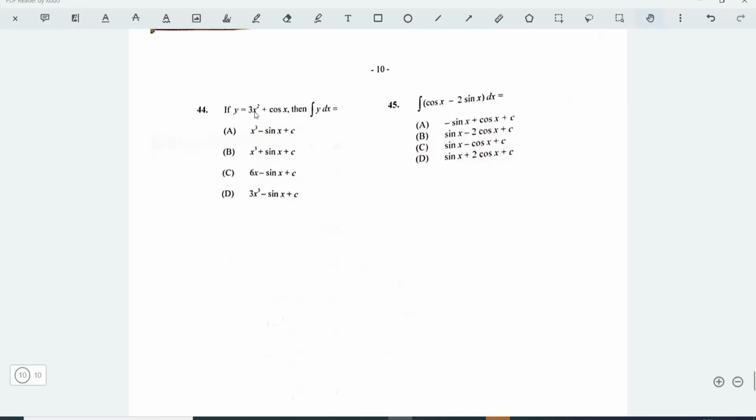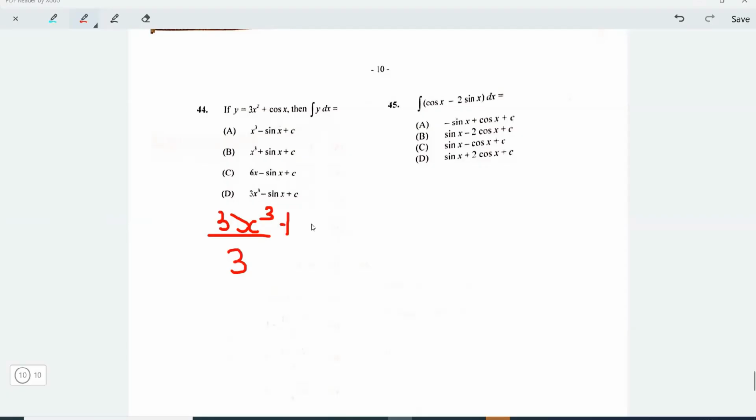It says if y is 3x squared plus cos x, what is the integral of y? When you integrate 3x squared, you add 1 to the power, x cubed, and divide by the power. When you integrate cos, you just get sine x. And then you add your constant. So the 3 will cancel the 3. So that's just x cubed plus sine x. That's option B. Nice.